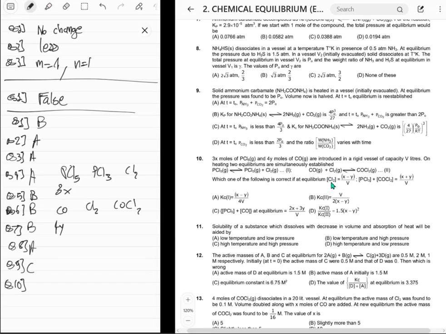If at equilibrium Cl2 has x minus y upon V, so its moles is just x minus y. Rigid vessel, right? So this thing is x minus y. Cool. And PCl3 plus COCl2, this plus that is x plus y upon V. So this plus that is x plus y, and this thing is x minus y.